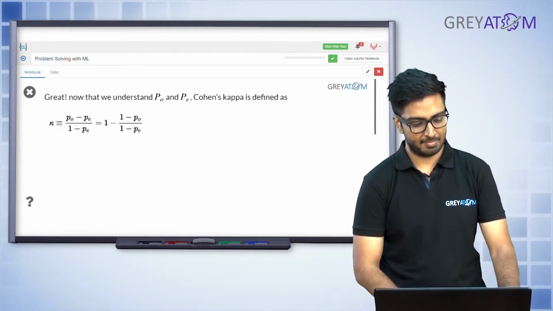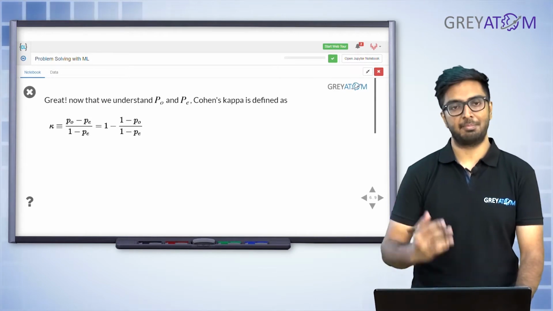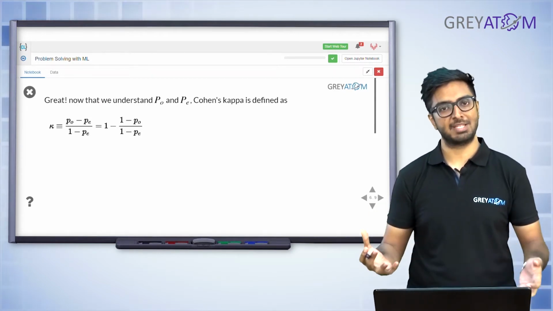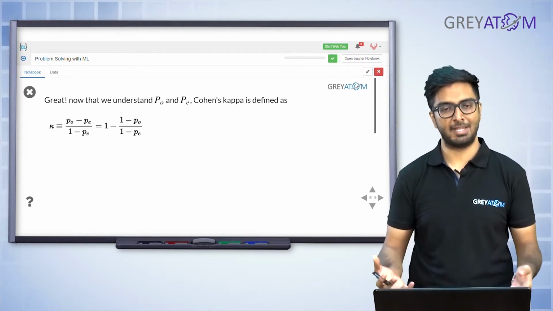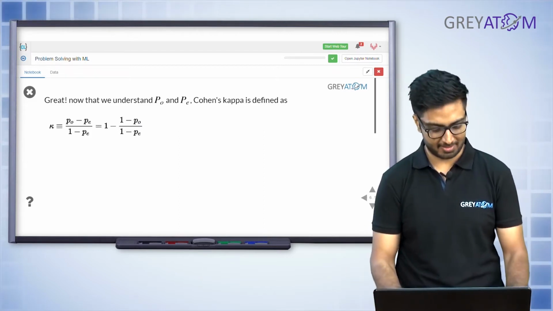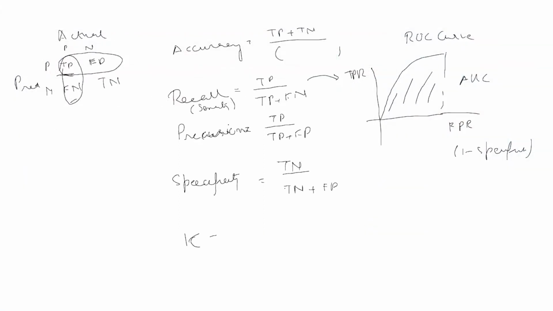So now you know kappa is nothing but basically a comparison of P observed and P expected, right? So this is kappa. Kappa is nothing but P observed minus P expected by one minus P expected.